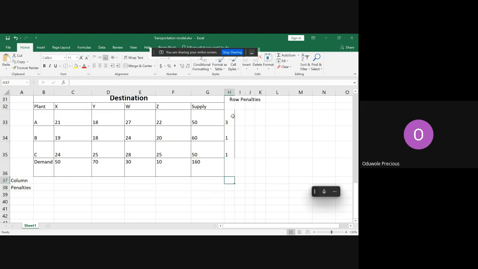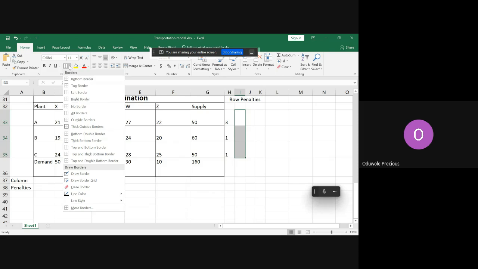Why is this thing having border? Come, I don't want it to have border.